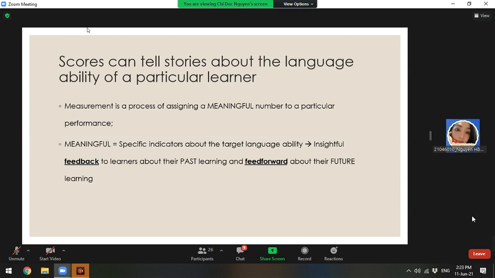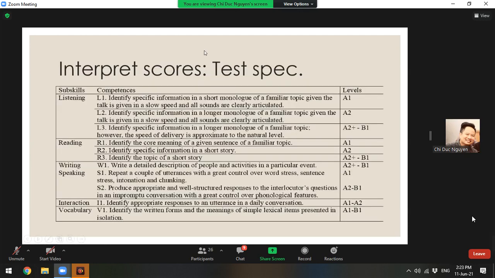Okay. So can we base it on the marking rubrics? Very good. We need to base ourselves on the marking rubrics. And from that, we can tell them about the meaning of the score. For example, here it's going to be the marking rubric. It's not about the marking rubric, but it's going to be different kinds of levels.